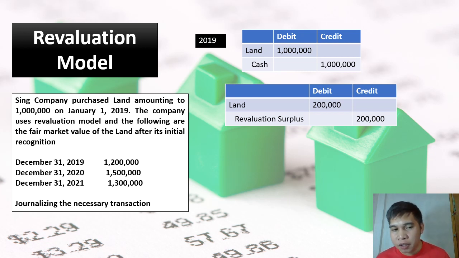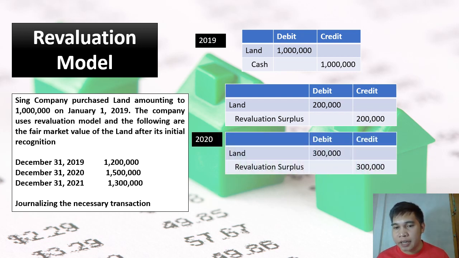So, pag dumating po yung December 31, 2020, so another revaluation has to be made. Sa case natin, from 1.2 naging 1.5 million yan. If that's the case, considered ulit siya as upward adjustment or upward revaluation. So, same entry. So, hahabunin lang po natin. So, 2020, debit land, 300,000. Then credit revaluation surplus, 300,000. So pagdating mo ng 2020, yung value ng land mo is 1.5 million na.